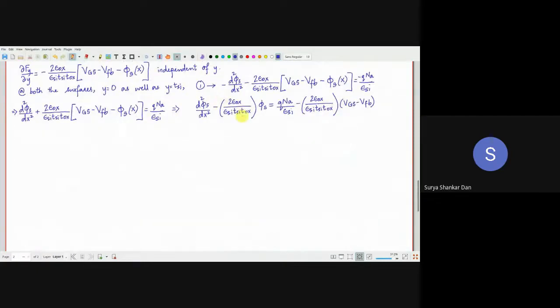So this part, if you notice, let us define the parameter. If I take the inverse of this, so what happens is epsilon si TSI TOX divided by twice epsilon OX. What is the unit of this?